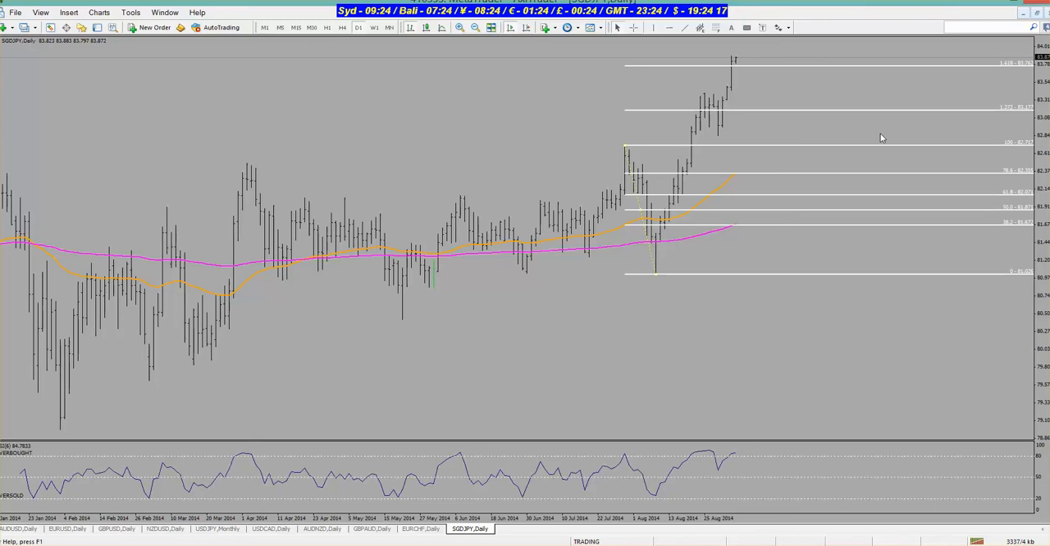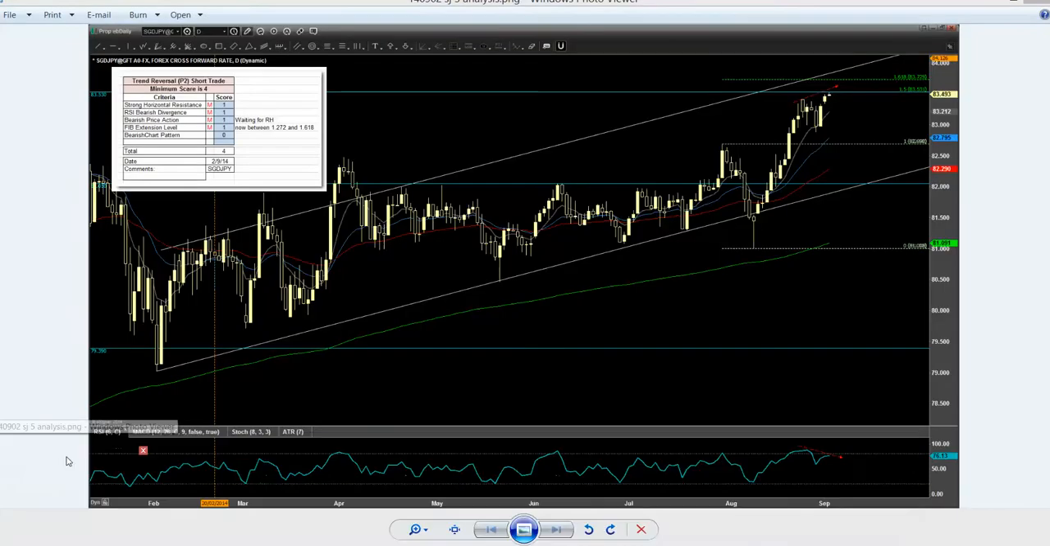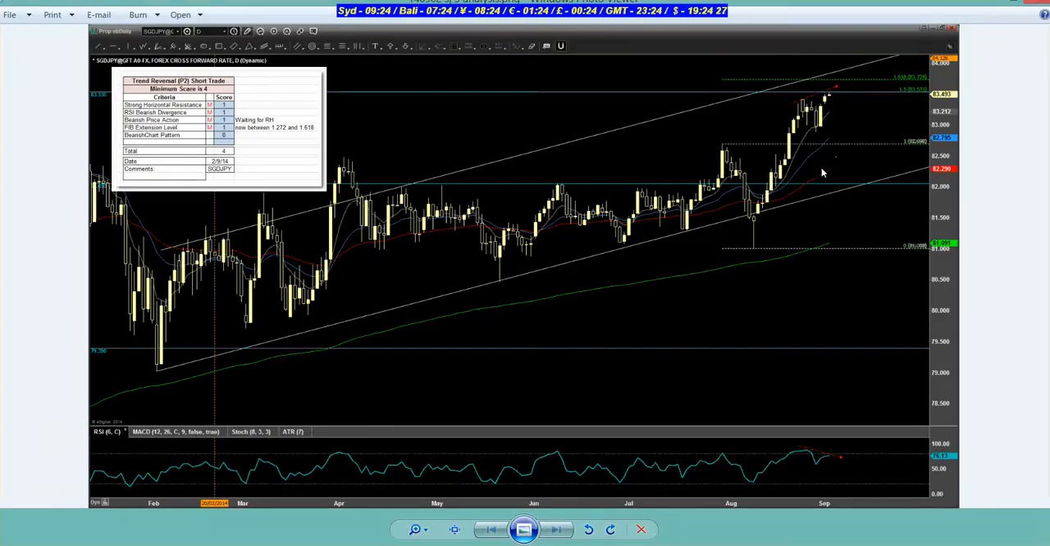Yeah, certainly in the extension zone and momentum's there. Obviously, we just need to see some selling. And certainly the risk reward would be there in terms of bringing it back to the moving average or even this support line.